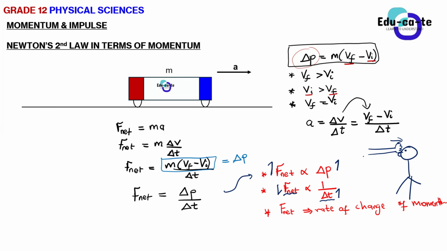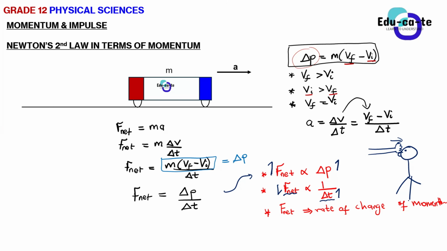Yes, sir. So whenever they say you need to explain what's happening there, you have to explain that if there is a longer time in contact between two objects, then it means that there will be a smaller force experienced. That's the real meaning of inverse proportionality. That's how you can apply it in real life.